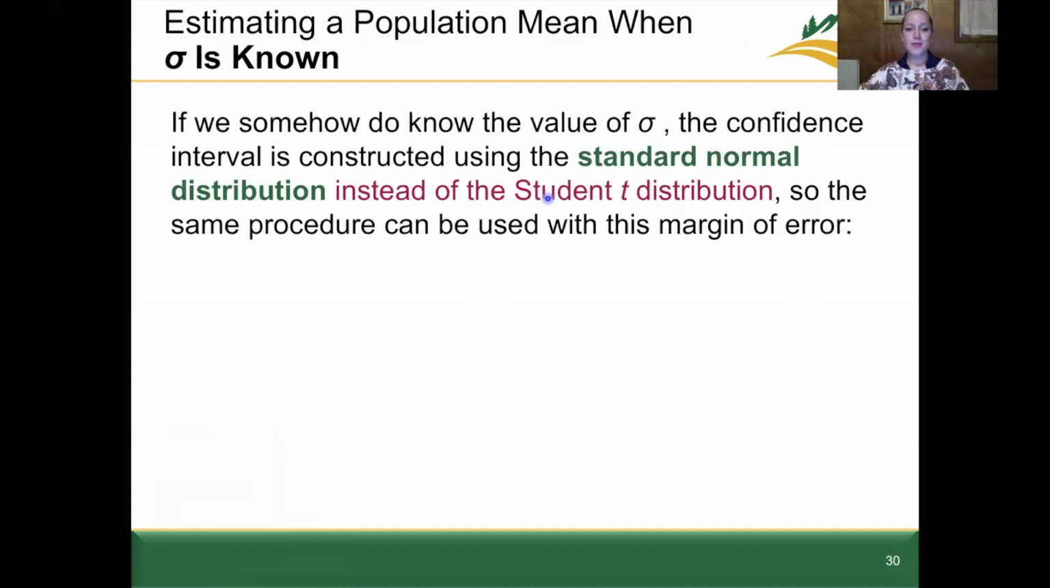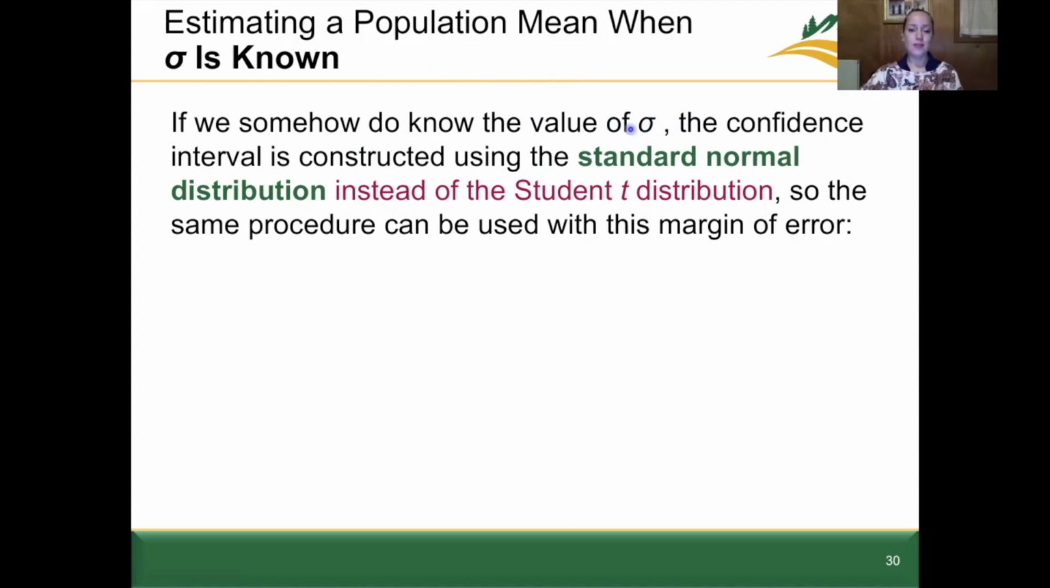So if somehow we do know the value of sigma, the population standard deviation, but we don't know the population mean, which is a truly rare scenario in statistics, then let's continue. Let's say we do know sigma, the confidence interval is constructed using the standard normal distribution instead of the student t-distribution. Again, this is for the very rare scenario that we do know sigma, but we don't know mu. So we know the population standard deviation, but we don't know the population mean.